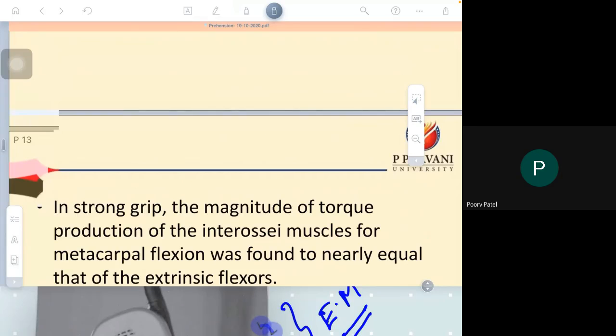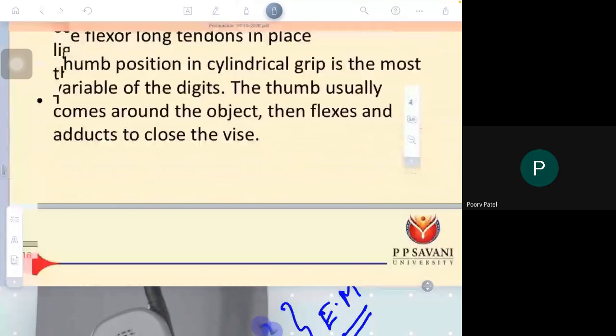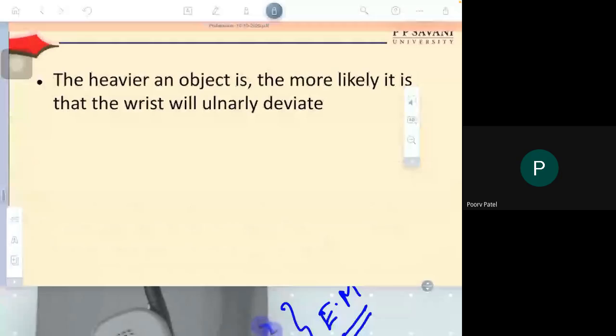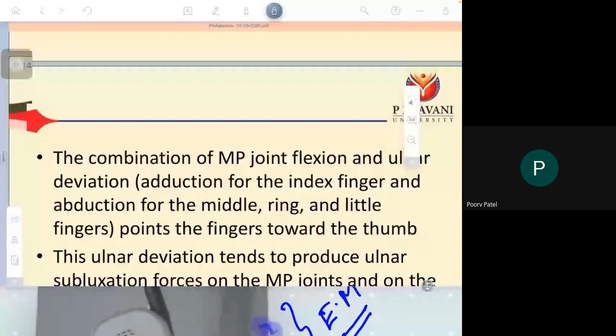One more slide, I will complete. I'll take only one more slide.